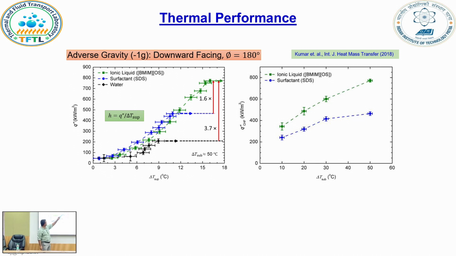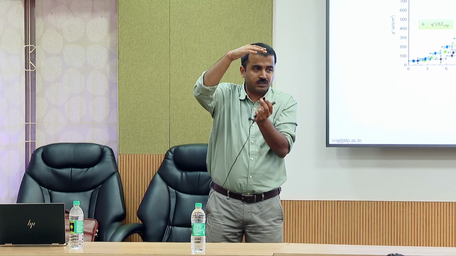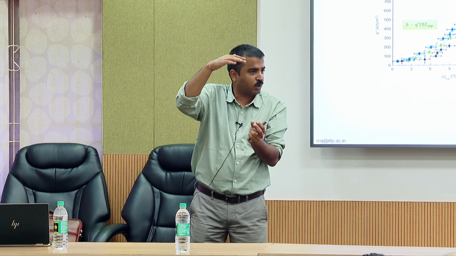And then with surfactants, we could go up to 50, and with ionic liquid maybe up to 70-80 watts per centimeter square, and this is at a subcooling of 50, which is the key here. So the point here is, even if I am letting this bubble depart, if it is at saturated condition, this bubble is essentially going to go back and accumulate on the heater. So just letting it depart doesn't solve the problem.